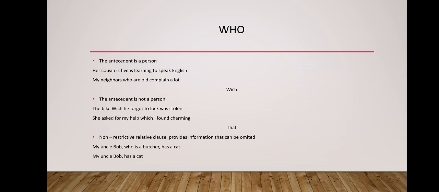A non-restrictive relative clause provides information that can be omitted. So forget about it. My uncle Bob, who is a butcher, has a cat. My uncle Bob has a cat. We don't want to know if he's a butcher, architect, doctor, nurse, or whatever. Okay? He has a cat. He is my uncle. His name is Bob. That's all. Point.